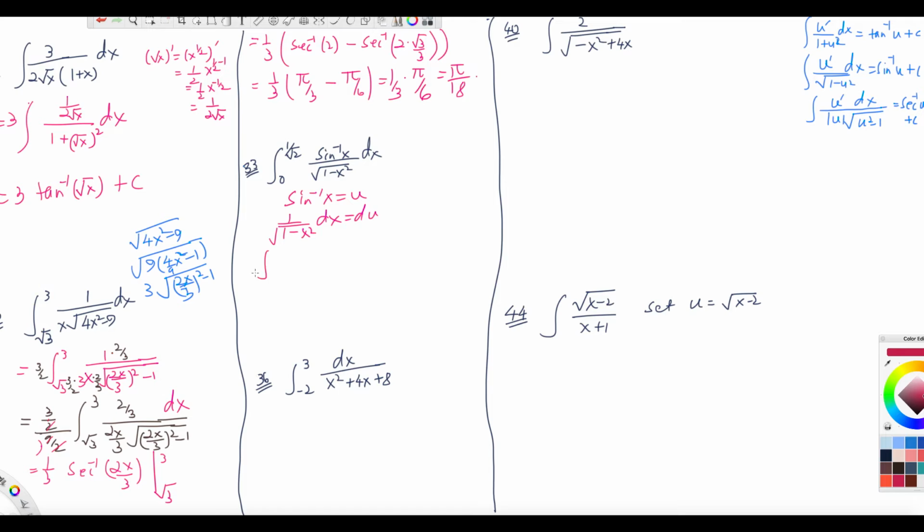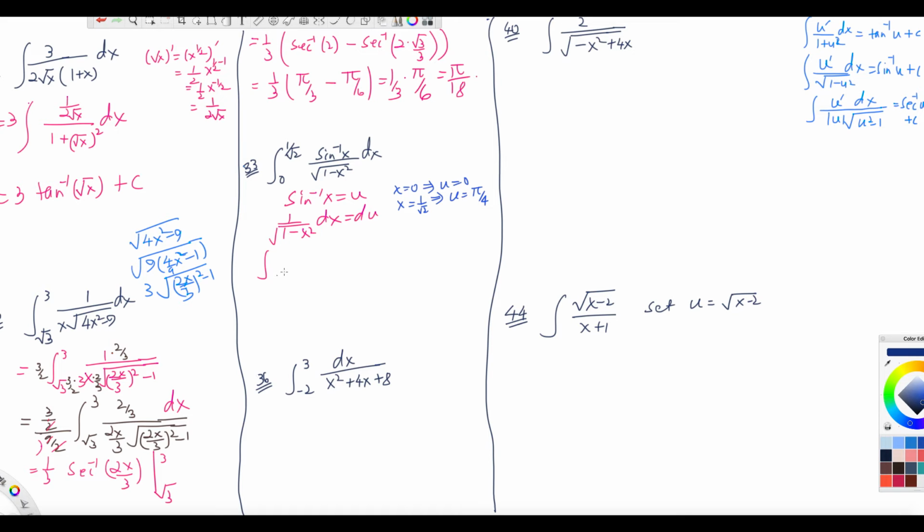So this can be written as the integral from 0 to 1 over, let me not write the limit first because I'm changing everything to u, right? Or if you want to change that to u, let us do that, because I haven't shown you how to do that before, right? Let me do that. So when x equals 0, u equals sine inverse 0, which is 0. And when x equals 1 over root 2, then u equals pi over 4. That's what you will get.